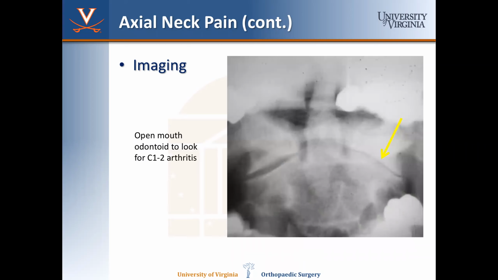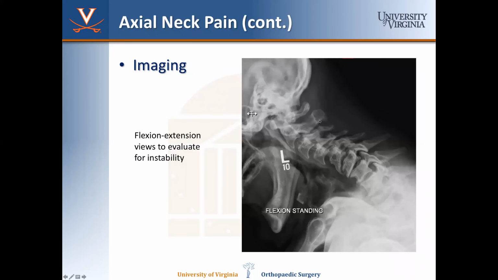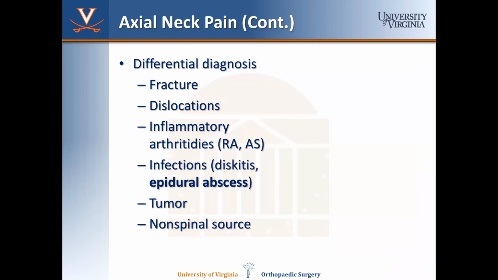An open mouth odontoid view, we don't get them a whole lot except sometimes to look for odontoid or dens fractures, but you can sometimes see joint space narrowing between the lateral mass of C1, which is right here, and the facet of C2. And you can see C1 and C2 have much different anatomy than does the subaxial cervical spine. So the joints of C1-2 are actually anterior, whereas the joints of the subaxial cervical spine are posterior. So it's always important to think about how those joints are different.